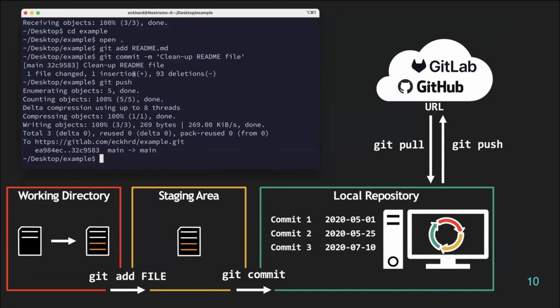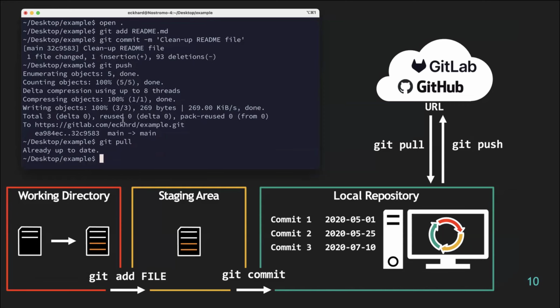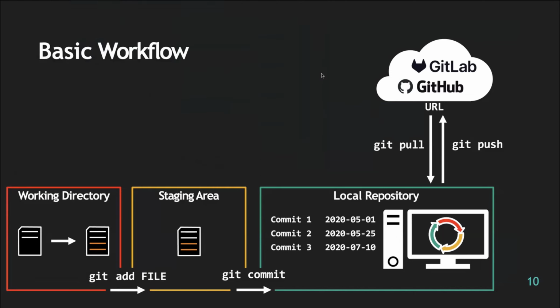And if I wanted to get newer commits from GitLab, I could do git pull. But because there are none already, it says, okay, everything is up to date. You can continue working. So this is Git in a nutshell. And I would say this last slide here is the most central one because this is the basic workflow that we follow all the time.